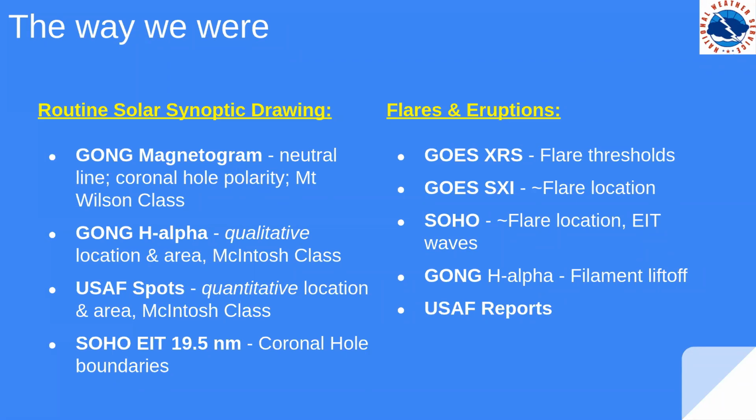For flares and eruption, we look at XRS for flare thresholds. We try and eyeball SXI for the flare location. For a while, it would provide flare location, but later iterations of GOES did not. We'd also look at SOHO for flares and EIT waves if we had the imagery. And we'd use H alpha for filament liftoff. And then again, the Air Force ground-based observatories would provide flare reports and other information to us. But again, those Air Force reports were contingent on the observatories not being clouded out.